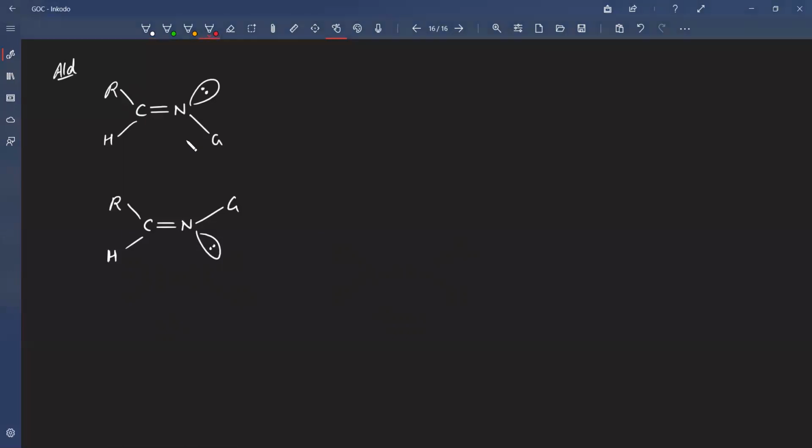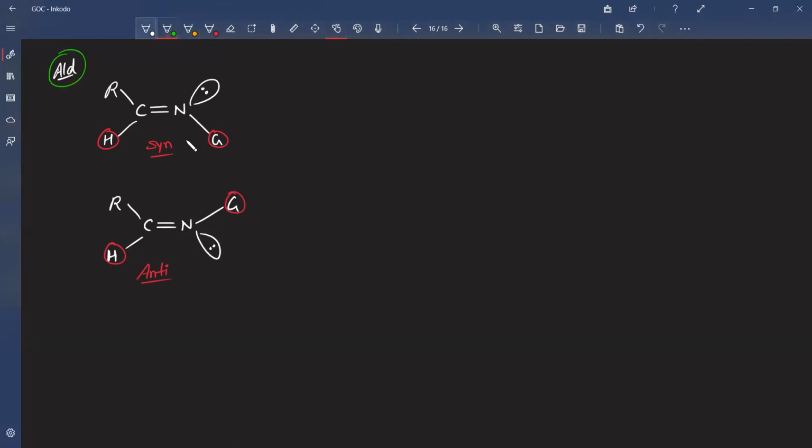So there is no logic behind this. It's just a convention, because R can be anything, but H is fixed. And the lone pair is not visible to us in the structure. In the structure, we see the group. So when this hydrogen and the group are on the same side, then we say that this is syn configuration. And when this hydrogen and the group are on opposite sides, we say that that is anti configuration. So that is what syn and anti is. That is in case of aldehyde.